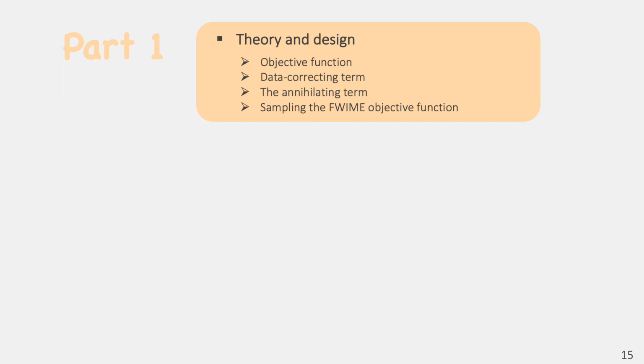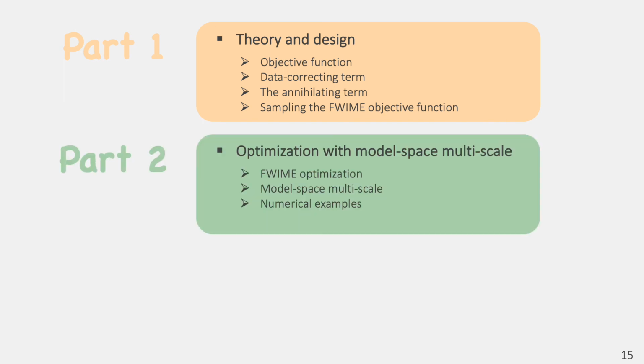Okay, so this concludes part 1 of our presentation, theory and design. And in the next part, we're going to talk about optimization with our model space multiscale approach. We're first going to look at the FWIME gradients, then we're going to introduce our model space multiscale approach, and finally we're going to test that on some very simple numerical examples.